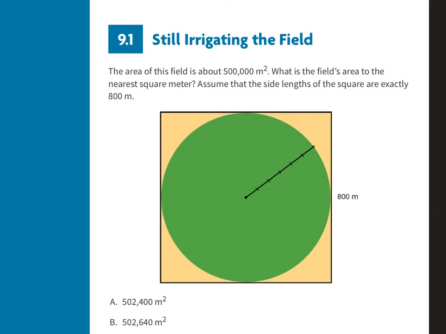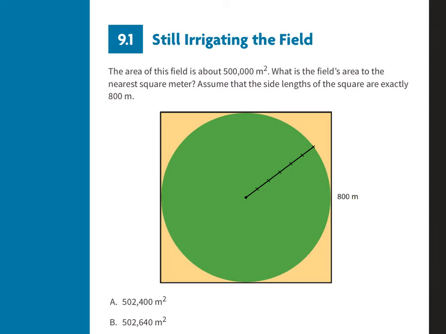9.1, the area of this field is about 500,000 square meters. What is the field's area to the nearest square meter? Assume that the side lengths of the square are exactly 800. So we did this problem the other day in class, but remember, we'll go over it again.